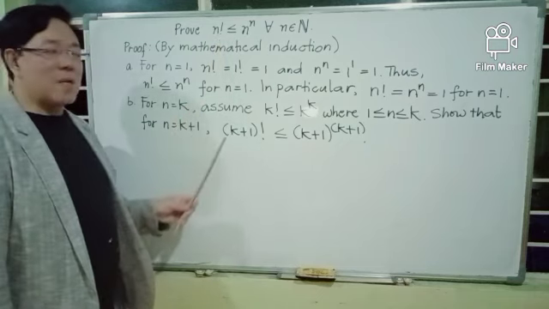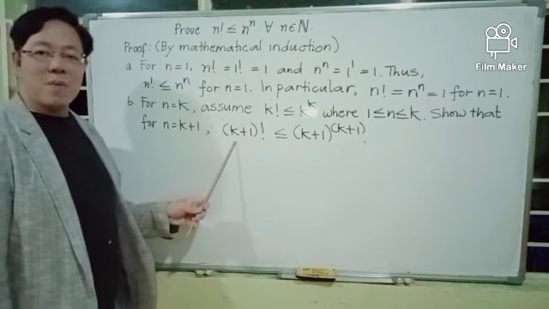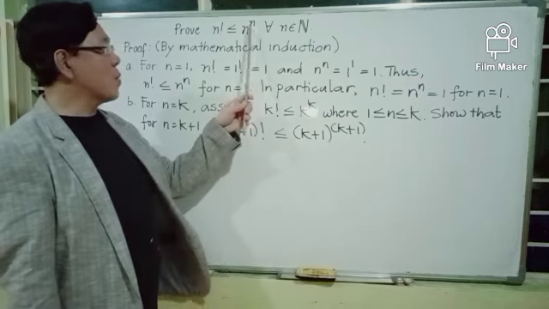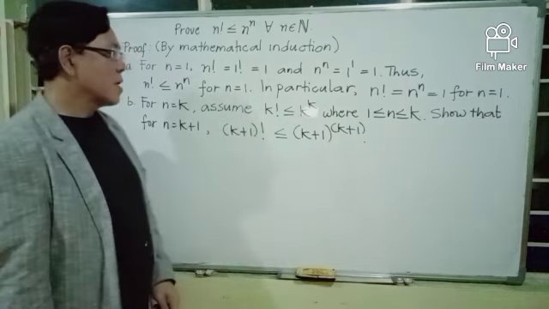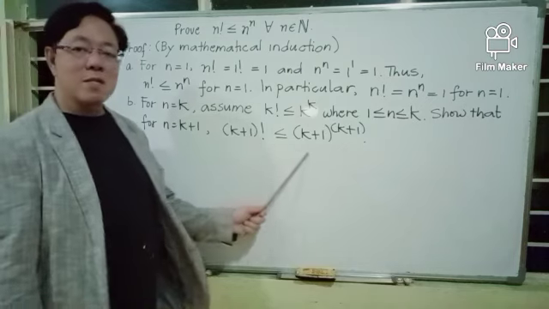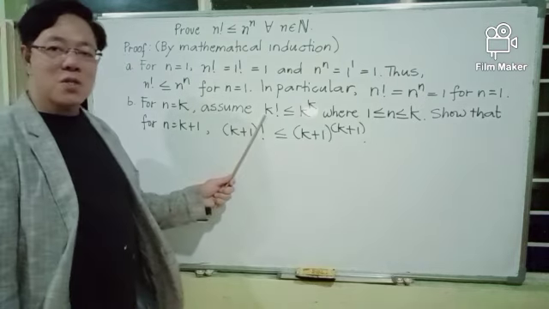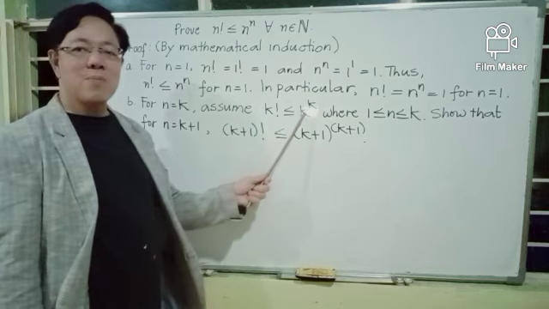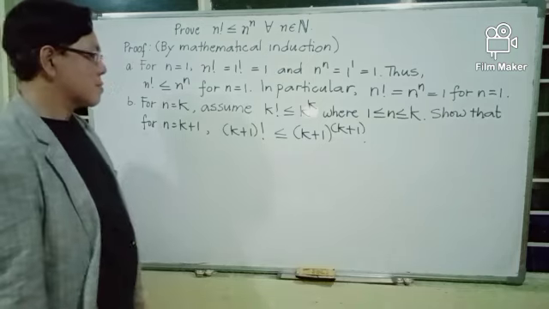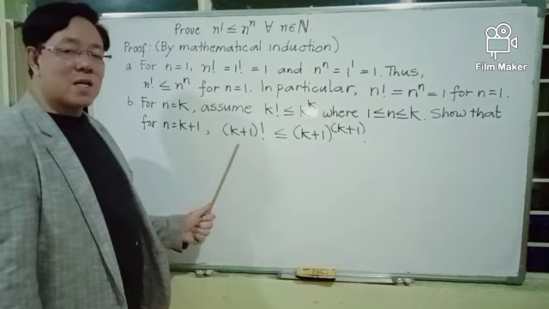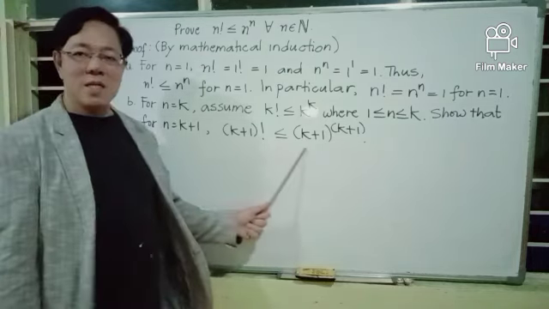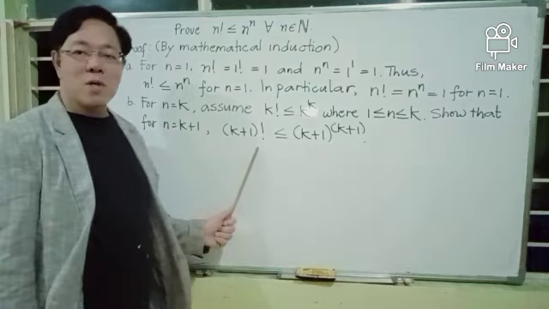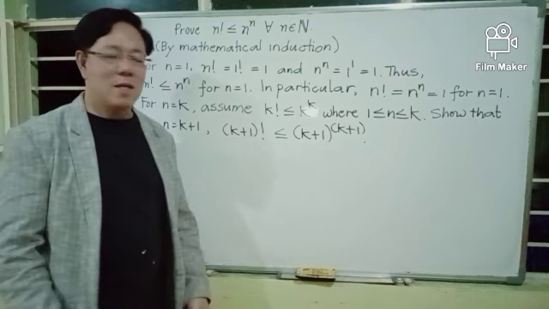When n equals k plus 1, n factorial becomes k plus 1 factorial less than or equal to k plus 1 to the power k plus 1. And to prove that this is true, we will use the induction hypothesis that k factorial less than or equal to k to the power k is true. We start from the left-hand side of this inequality. We expand k plus 1 factorial by definition of factorial.